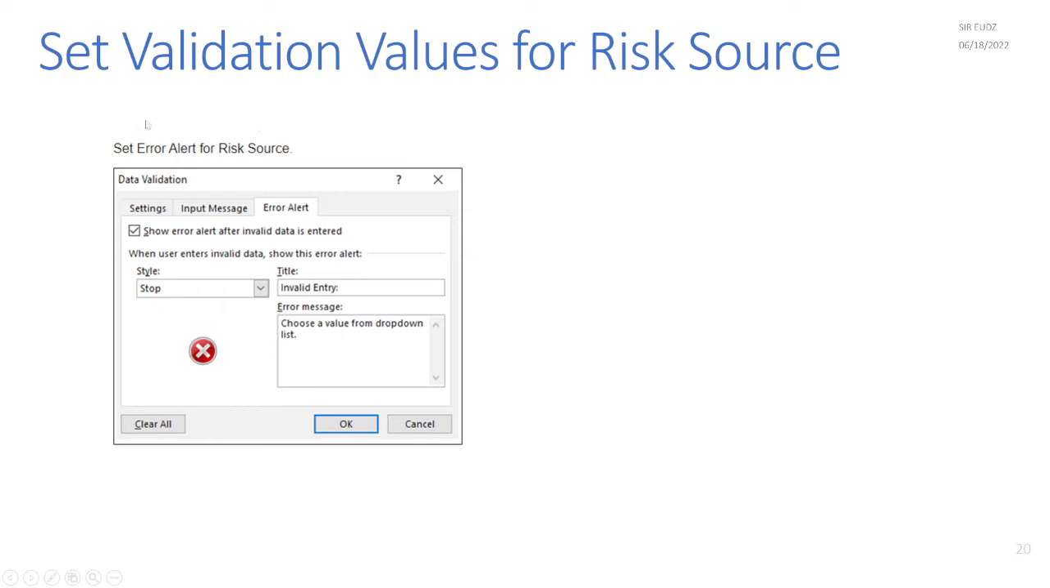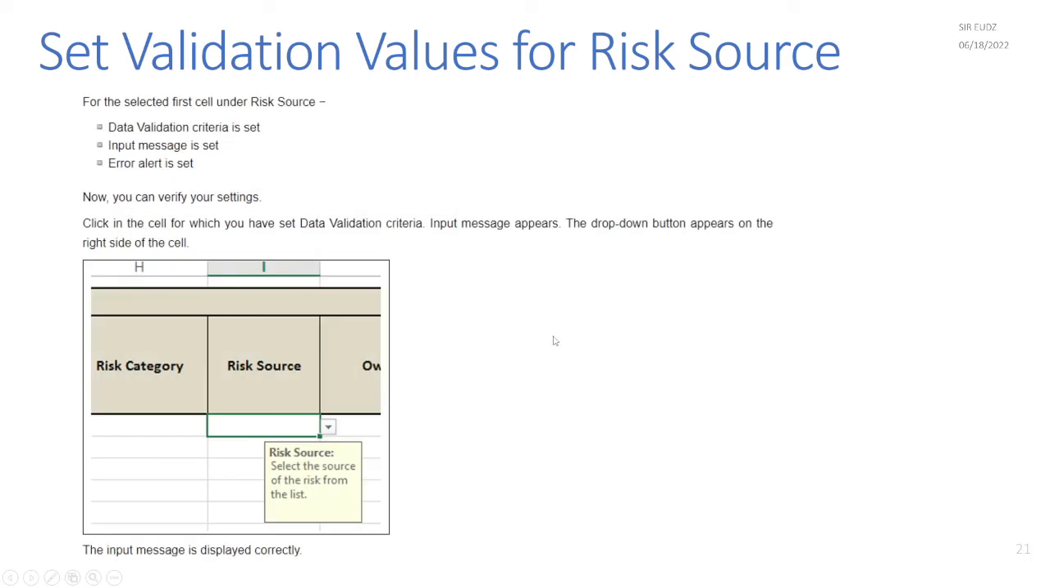Then set the error alert for resource. So again, click on error alert, check, style, title, and then the message. For the selected first cell under risk source, data validation criteria is set, input message is set, and error alert is set. So we have set those three here in this cell.